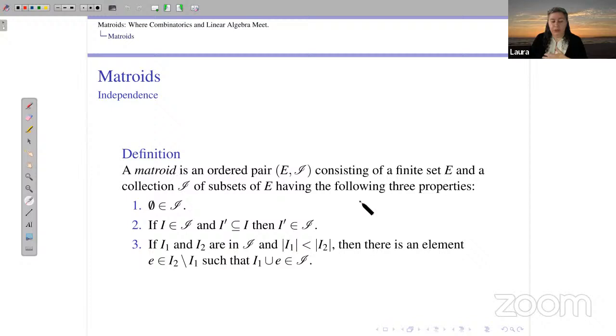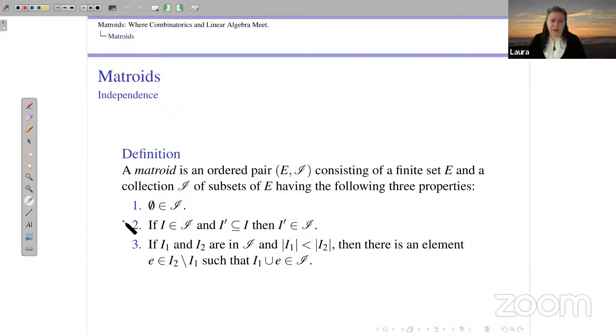The first property is that the empty set must always be in the family. So this is copying what it means to be independent in an independent set. So surely the empty set is an independent set. And in a graph, the empty set would induce an acyclic graph.